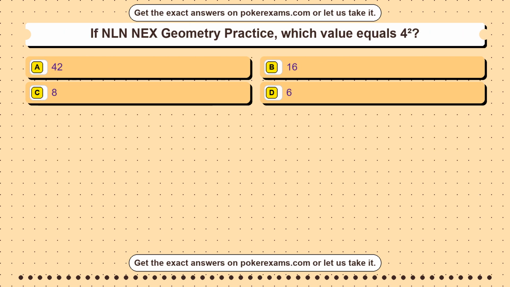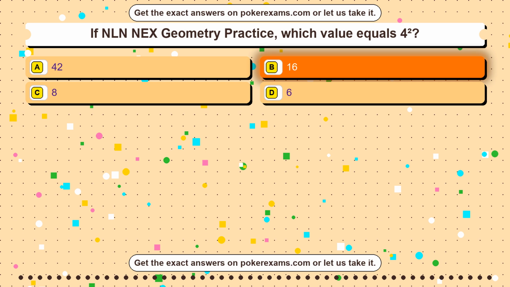Question 20. If get geography practice, which phrase identifies author bias? Option A, exact citation. Option B, loaded language. Option C, neutral data. Option D, balanced evidence. The correct answer is option B.